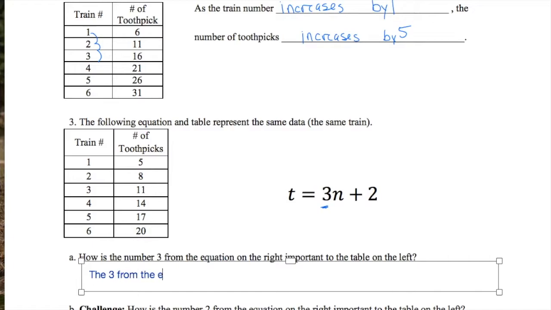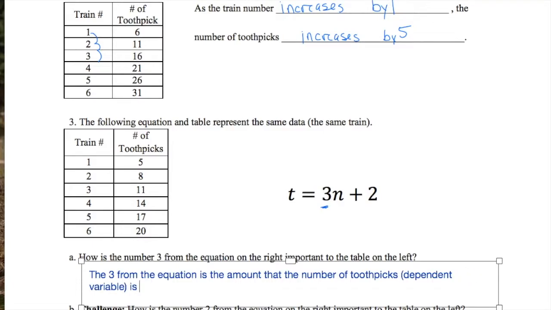The 3 from the equation is the amount that the number of toothpicks, which we could also call the dependent variable, is increasing by every time the train increases by 1. So we might see patterns later where the independent variable increases by more than 1 each time. And so it is important to note that this 3, this coefficient, is how much it changes by every time the train goes up by just 1.